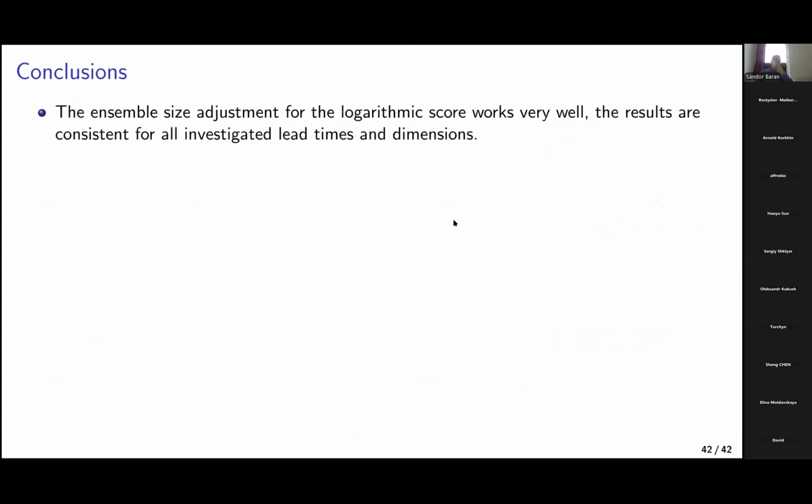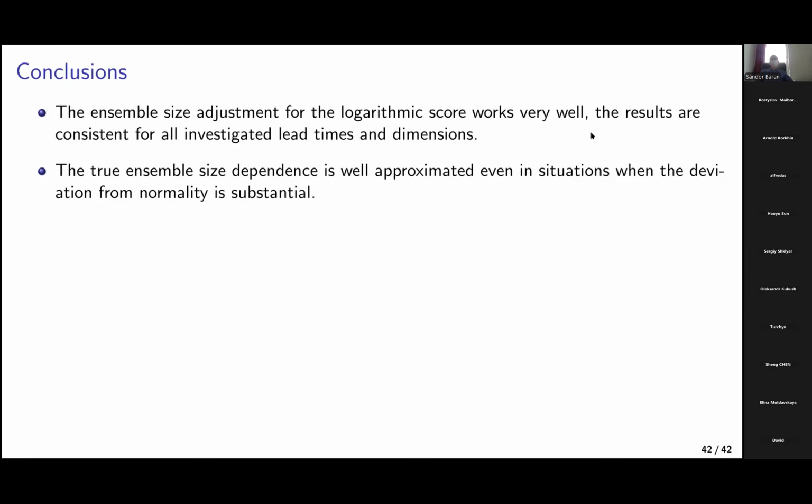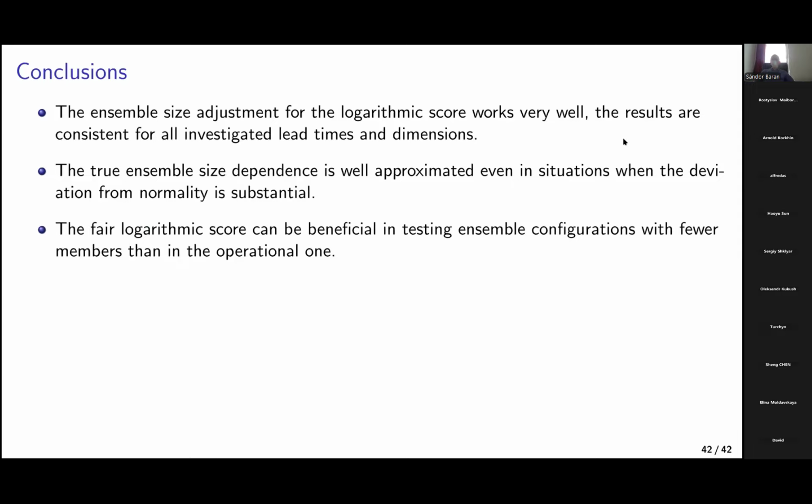So to summarize, what we found is that for the log score, the ensemble size adjustment works quite well, and whatever we consider, the results are very consistent for all lead times and dimensions. And also we assumed everything to be Gaussian. The dependence is well approximated even in situations where the deviation from normality is substantial. So it can be well used for testing ensemble configurations or comparing ensemble configurations with different ensemble sizes.